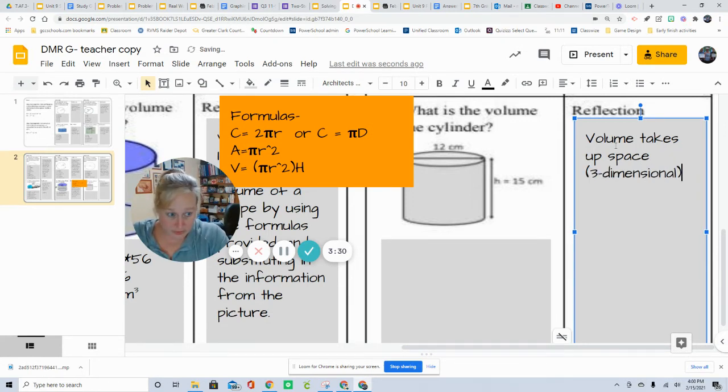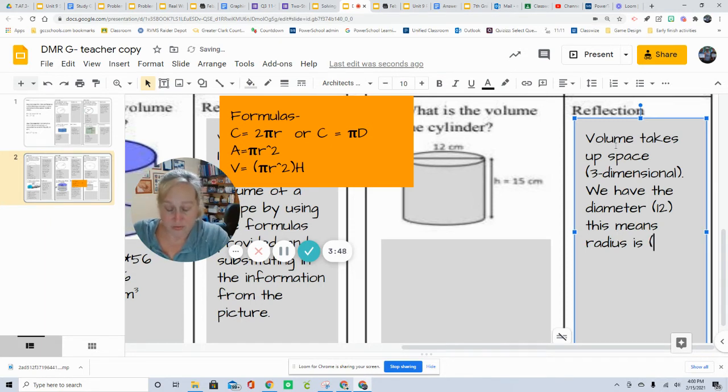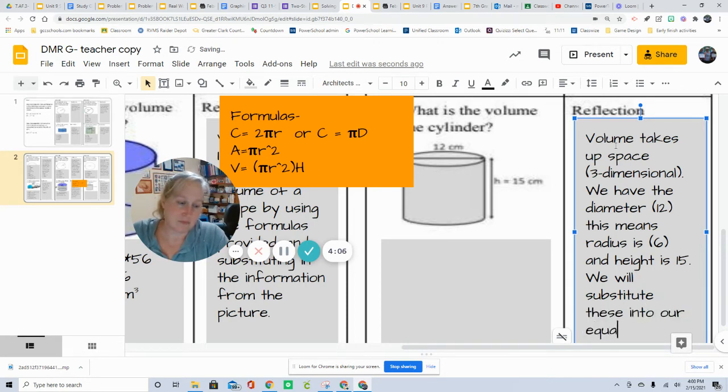Okay, you are going to look at the picture. We have the diameter again. That's 12. This means radius is 6 because it's half of the 12. And we have the height, 15. We will substitute these into our equation and solve.